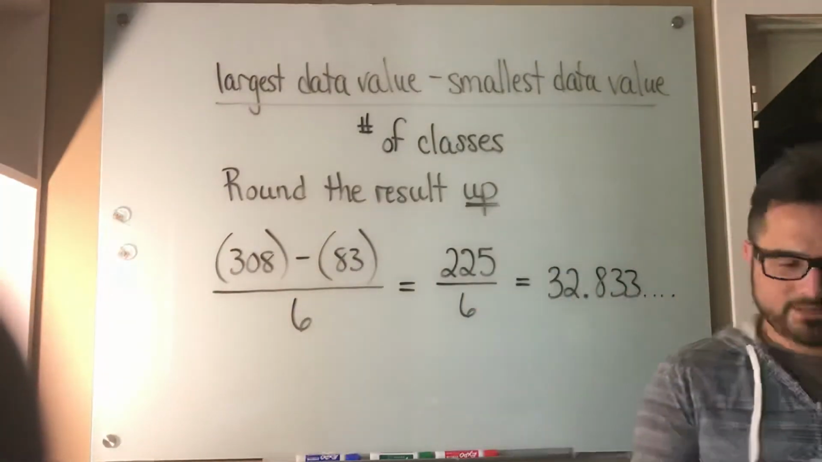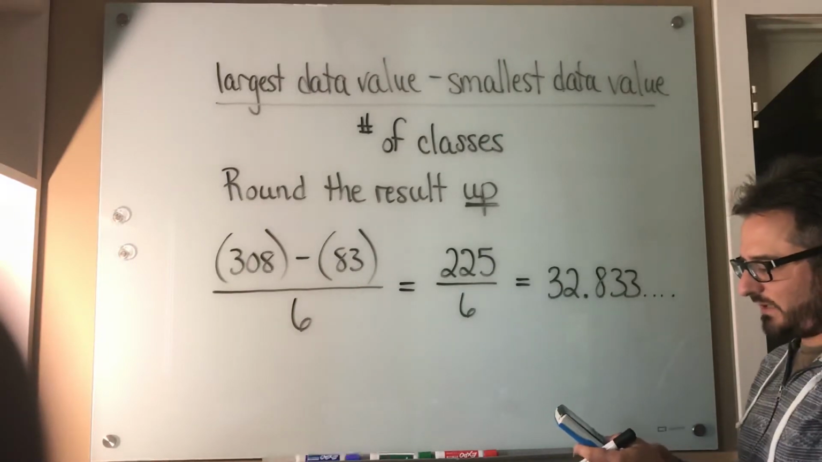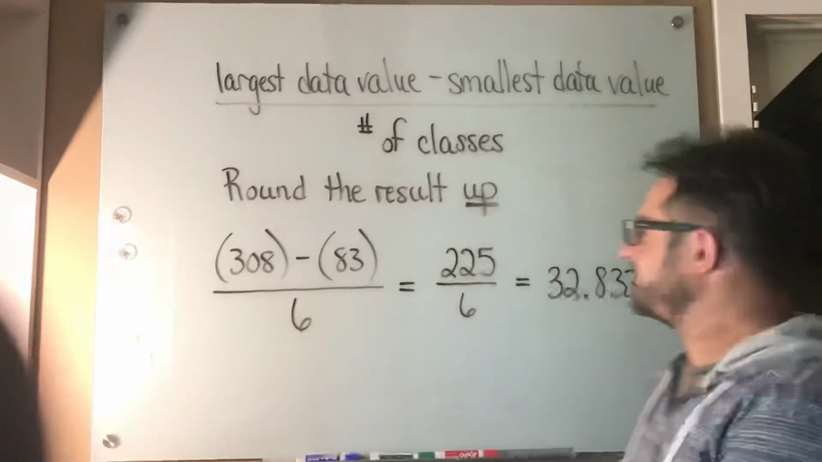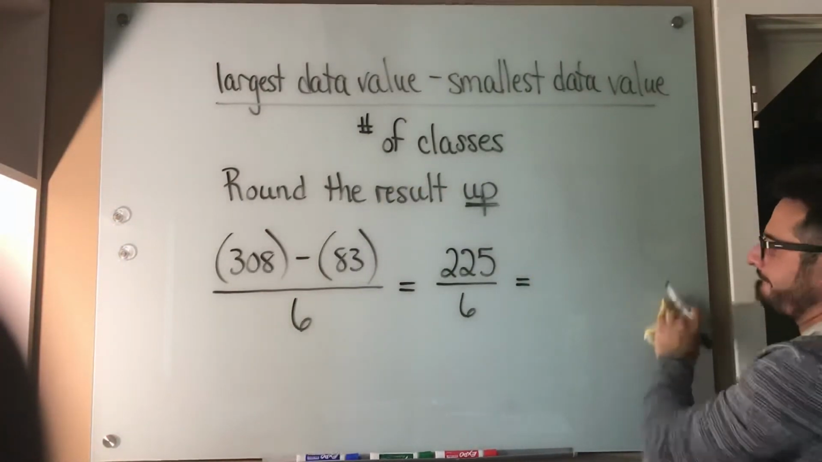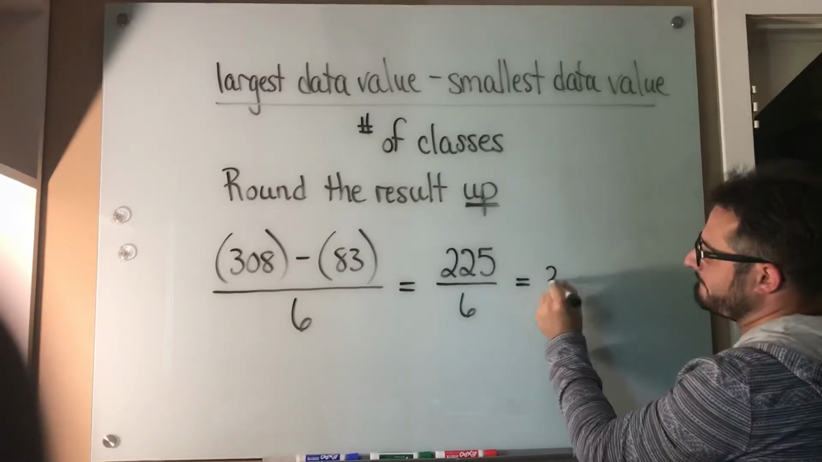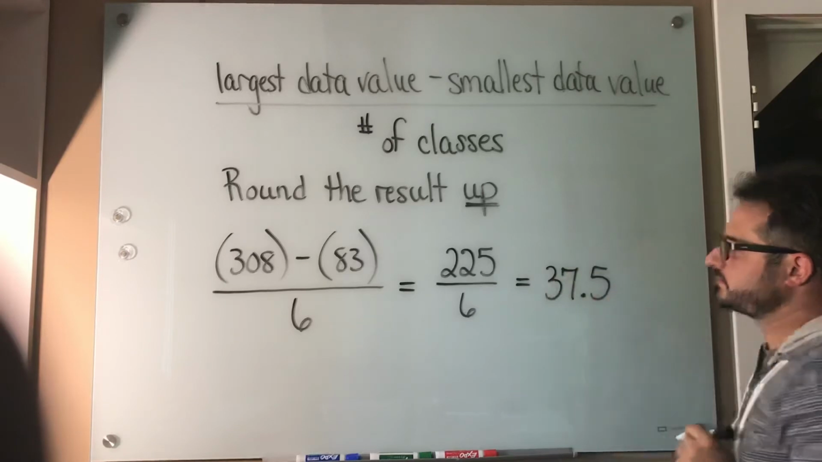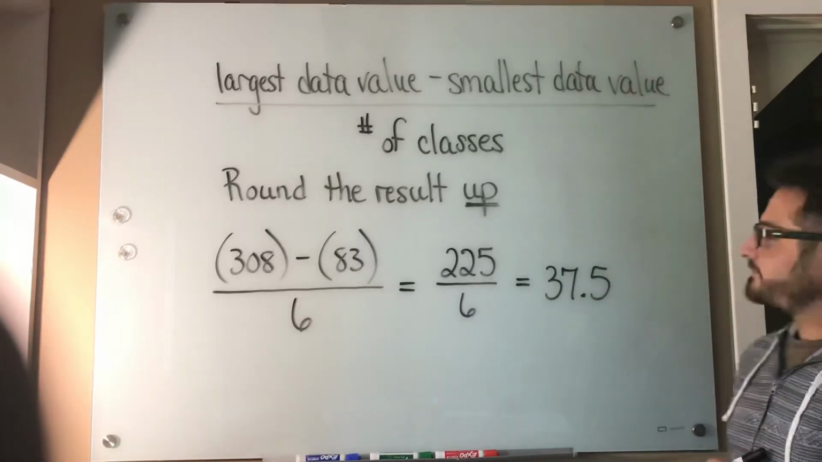Let's just double check that. Again, always a good idea to pull out a calculator. Excuse me, wow, my math is terrible today. 37.5, excuse me. Happens to the best of us.